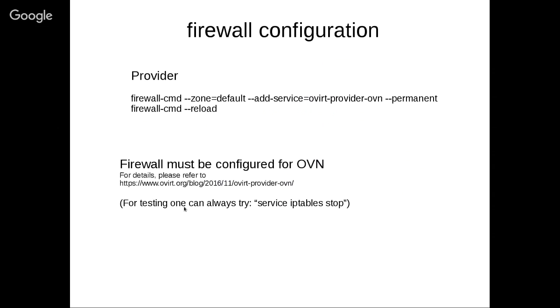The firewall configuration. First, you need to configure the firewall for OVN. The details are described on the blog, the link to which is listed here below. For testing, you can always disable the firewall. For the provider, you will also need to open some ports in the firewall. A firewall service is prepared for this. To enable it, please add the oVirt provider OVN service to the firewall configuration on your system.